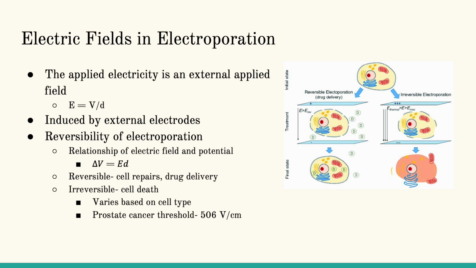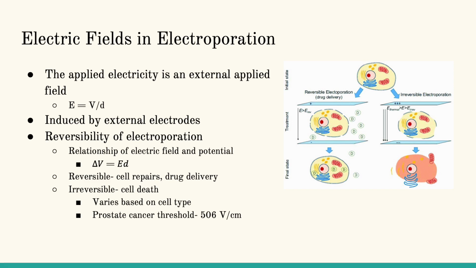In order to begin the process of electroporation, an electric field is applied to the target cells. In the equation for the external electric field, the magnitude of the electric field is set equal to the voltage applied over the distance between the electrodes. The distance between these electrodes is typically under a centimeter.